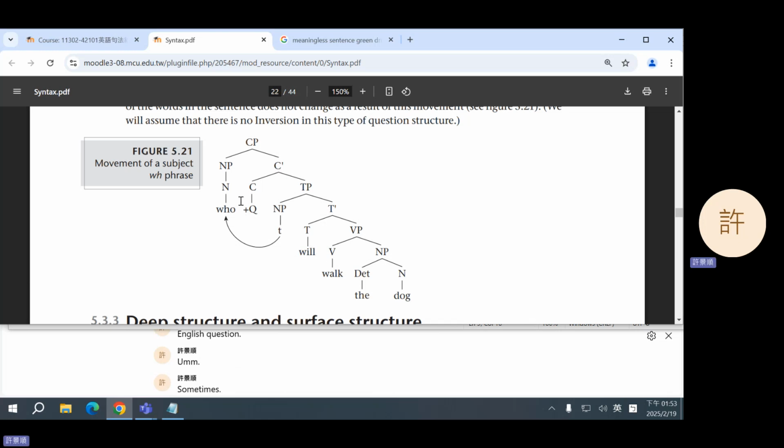Again, depending on what question you're asking, right? So, for example, the original sentence here is somebody will walk the dog. So the order of the words has not changed. You simply need to move the question word to the question position, but the order of the words is the same.